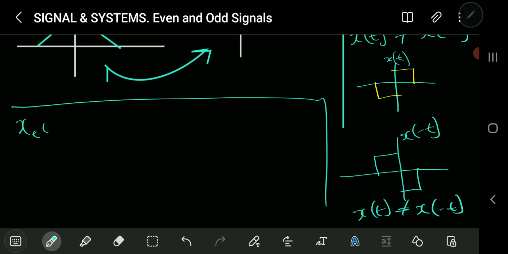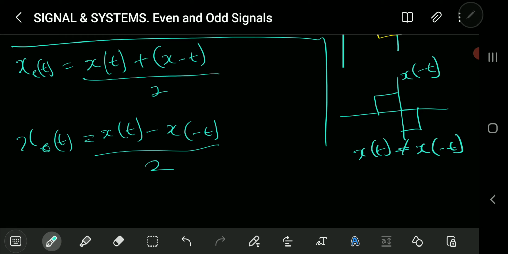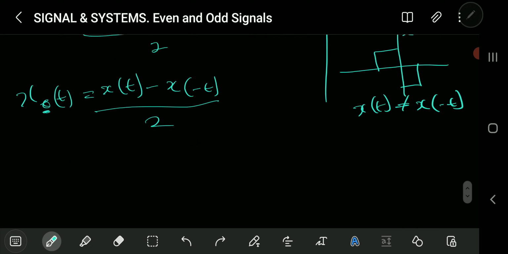So the even part of the signal x of t is given as x of t plus x of minus t over 2, and the odd part of a signal is given as x of t minus x of minus t over 2. So just take note of the difference. For the even part, there is a plus here, and for the odd part, there is a negative here. That's the basic difference. All right, so let's continue.